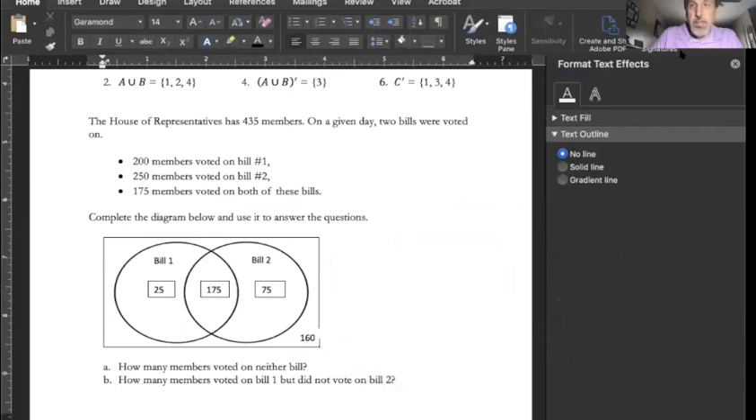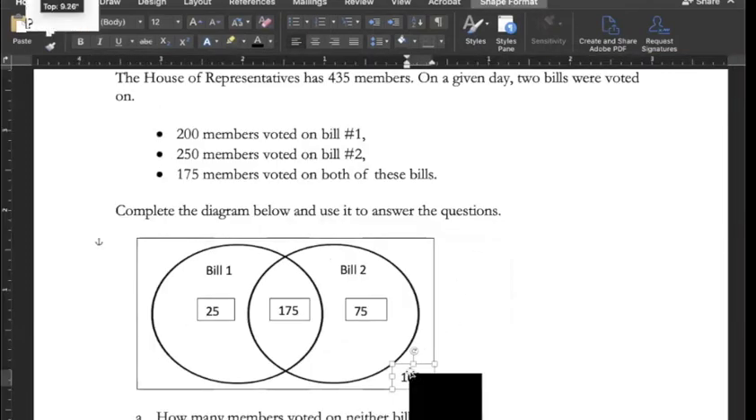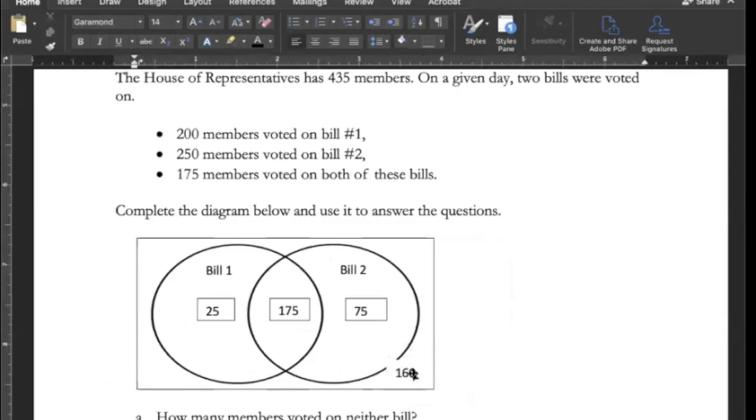Let me close this now so we can see it better. There are 160 people down here in this region. Okay. Now, what does that mean about those 160 people?